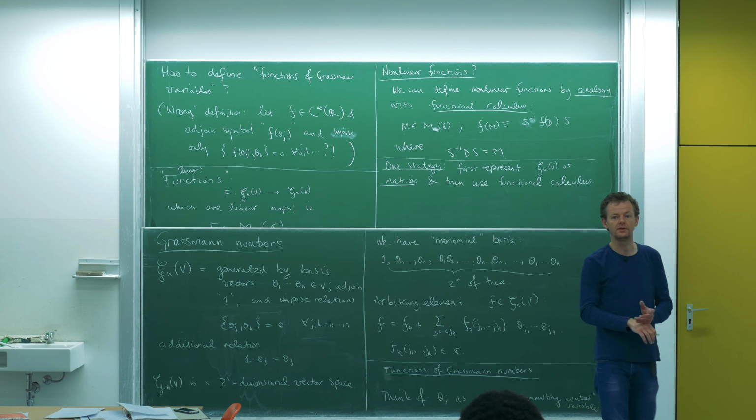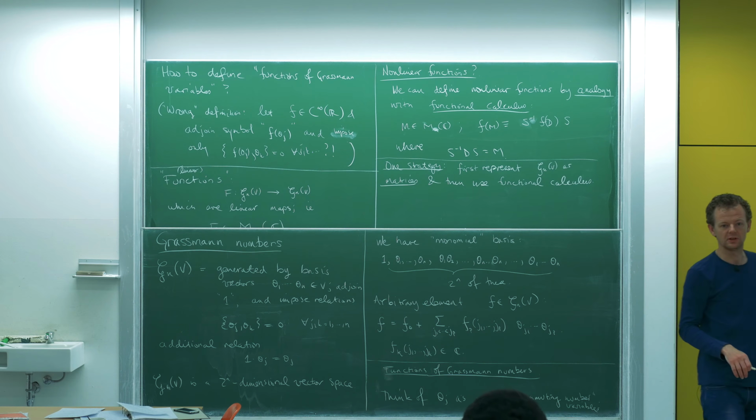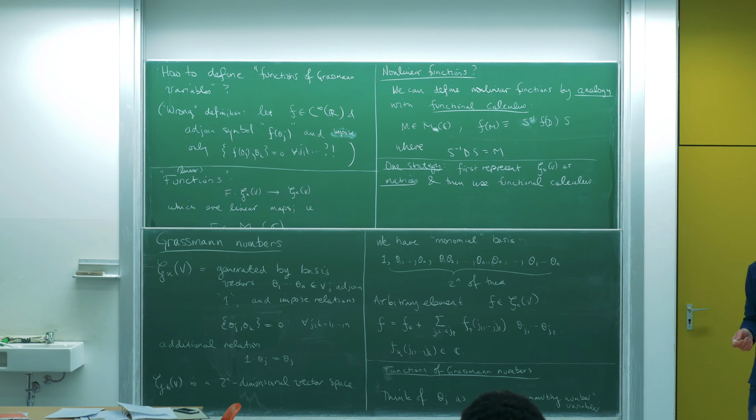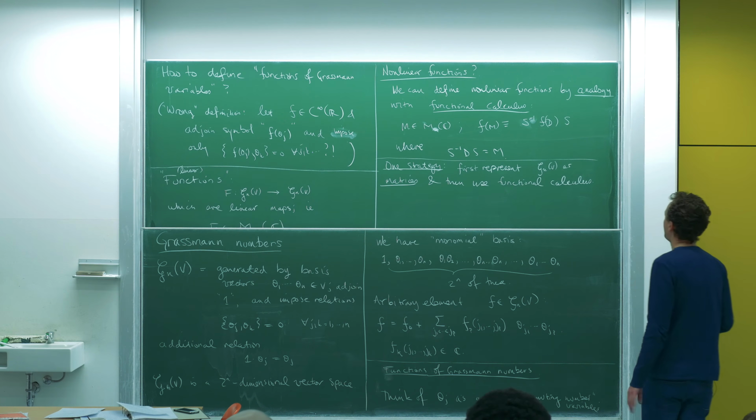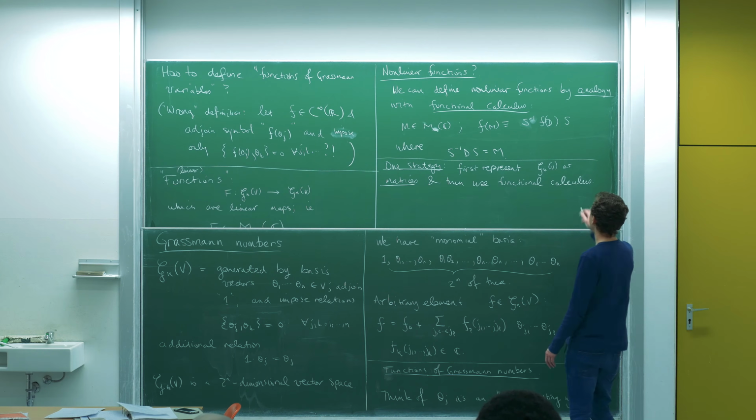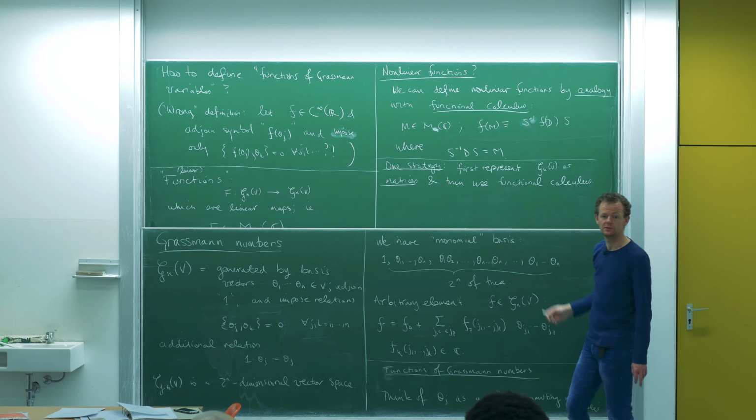One way you could think of defining functions of Grassman numbers. Okay, it's slightly awkward because now we're working with a representation of an object rather than the object itself. In the end, we're going to just make a definition that works for the Grassman numbers without reference to a representation. But for now, this is a good way to start to discover how to define these nonlinear functions.